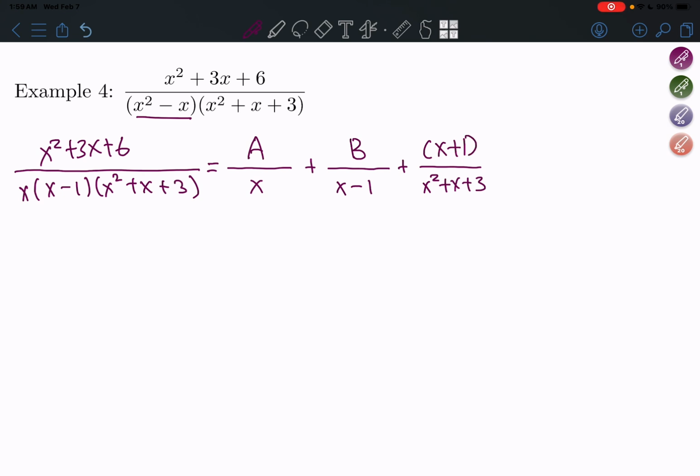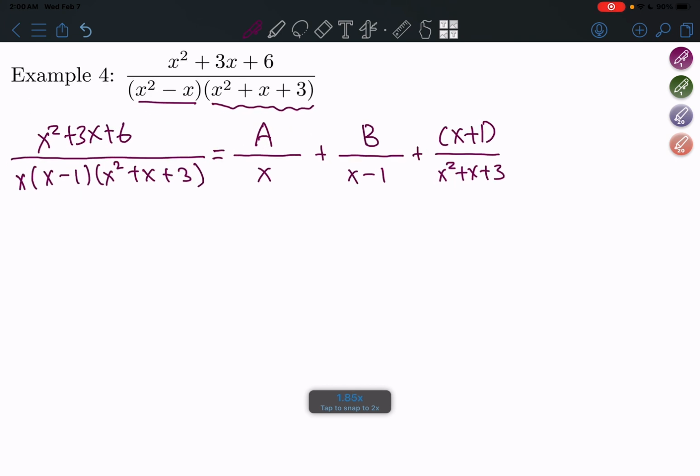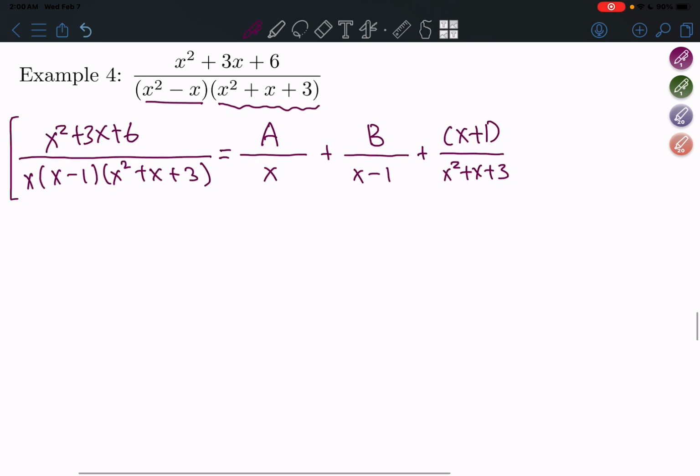Okay, and this one also doesn't really have a, it's not factorable. Again, you can quickly apply the discriminant of this quadratic, you're going to have 1 minus 12, which is negative. So yeah, that one is also not factorable. But you should definitely keep in mind to check. So we multiply both sides by the common denominator.